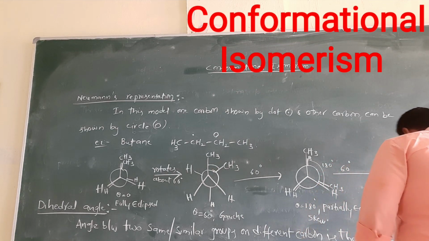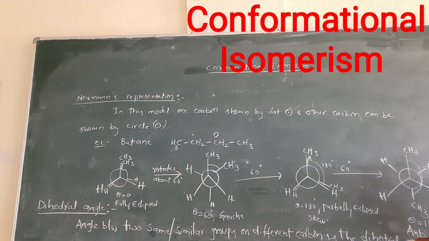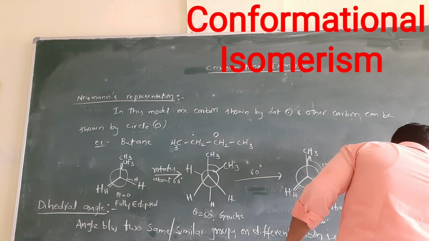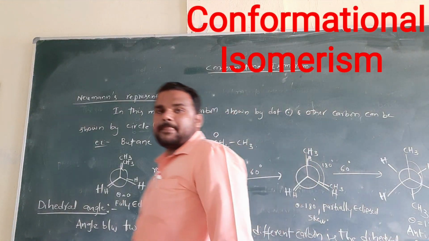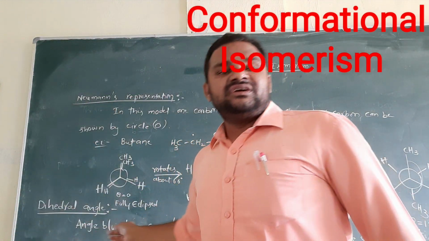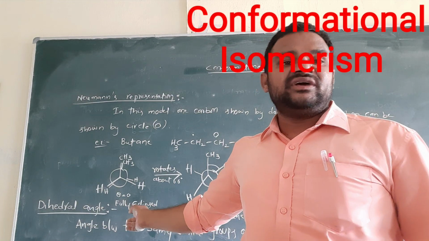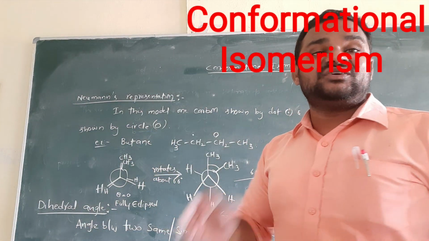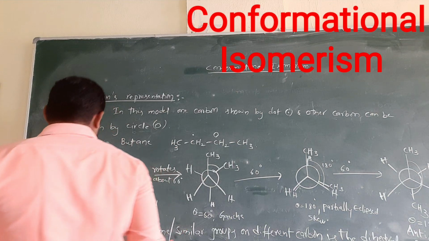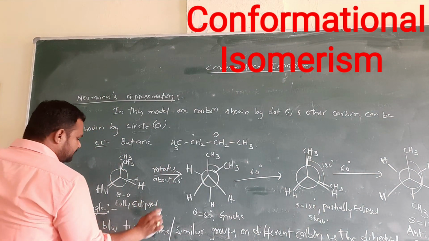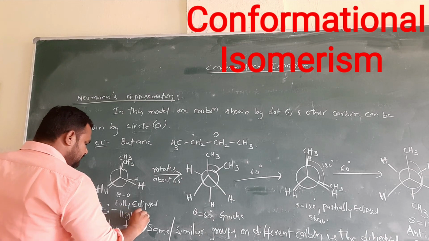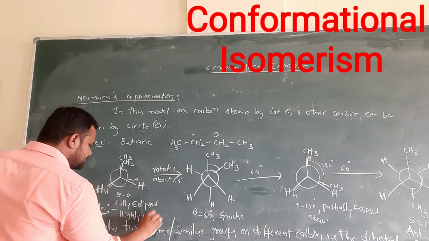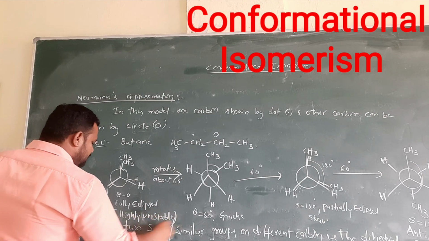If we are observing, the repulsion between these methyl groups is maximum in the fully eclipsed form. The repulsion between two methyl groups, where the dihedral angle is 0 degrees, becomes maximum. The repulsion between two methyl groups is maximum in the fully eclipsed form. That's why it is highly unstable.